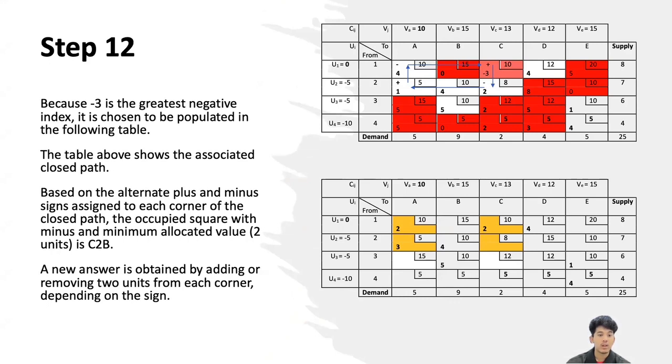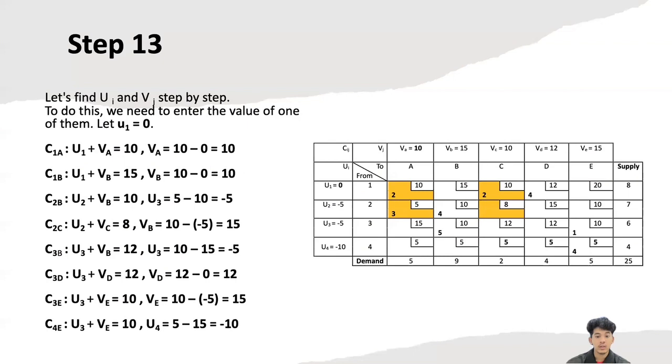And based on the alternate plus and minus signs to each corner of the closed path, the occupied square with minus and minimum allocated value, which is 2 units, is C2B. A new answer is obtained by adding or removing 2 units from each corner depending on the sign. And as you can see, it is the same as before, which is Ui equal to 0, and we will get the answer below.